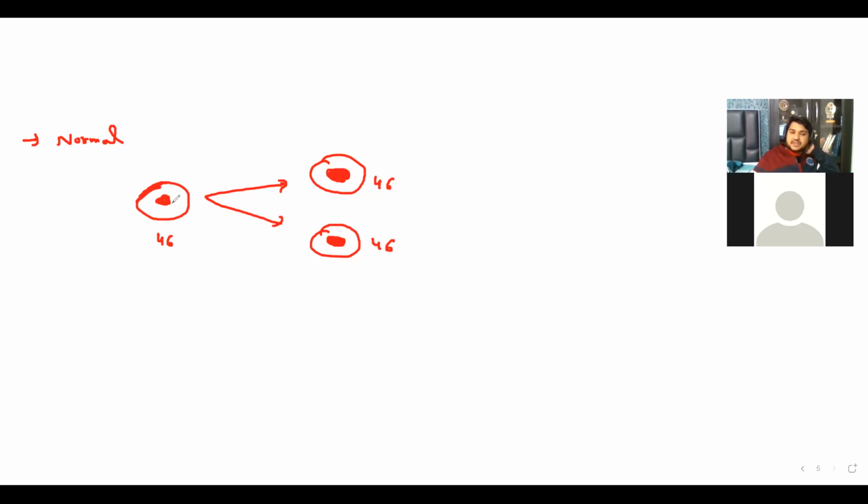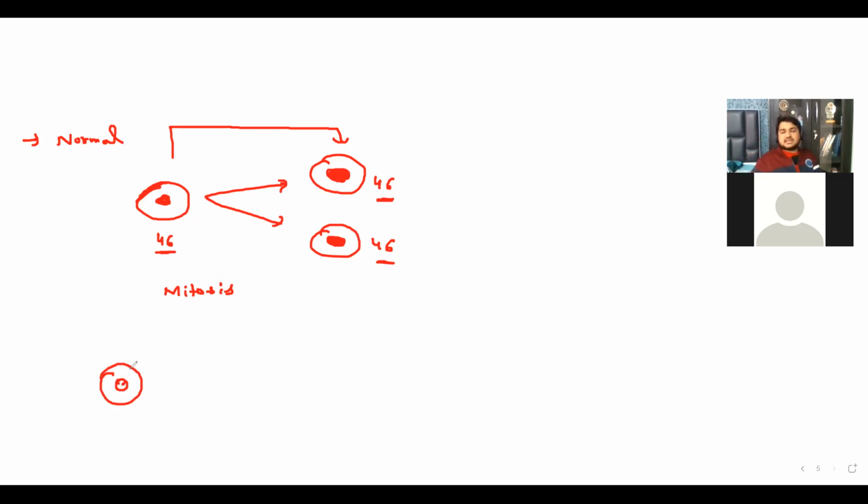So when the parent cell and the daughter cell, these are known as daughter cells. When the chromosome number remains the same, this is known as mitosis. So all my body parts except the reproductive ones undergo mitosis. And then 23 is meiosis.